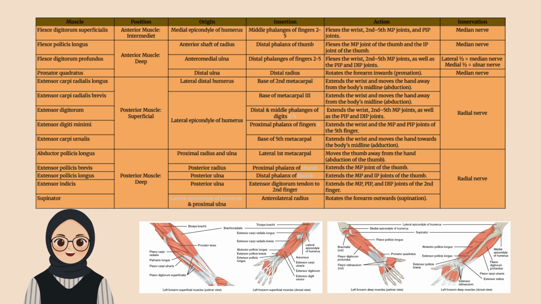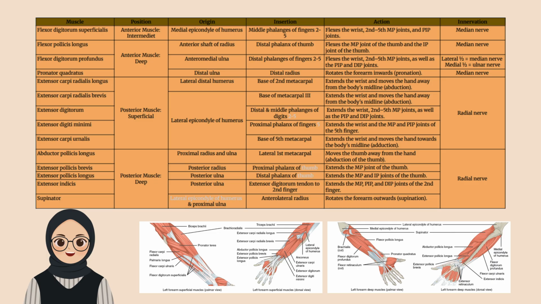And the nerve is radial nerve. And then extensor digitorum. The position is posterior muscle, superficial. The origin is lateral epicondyle of humerus, and the insertion is proximal phalanx of finger 5. The action is extend the wrist and the MP and PIP joints of the 5th finger.